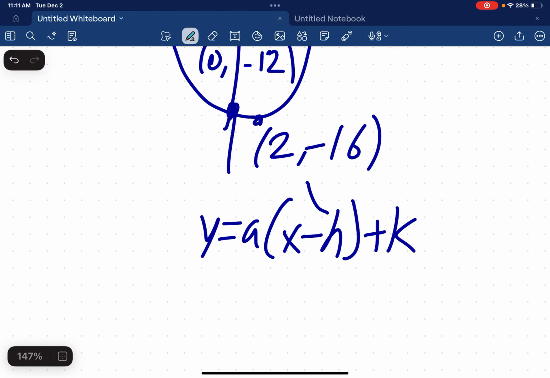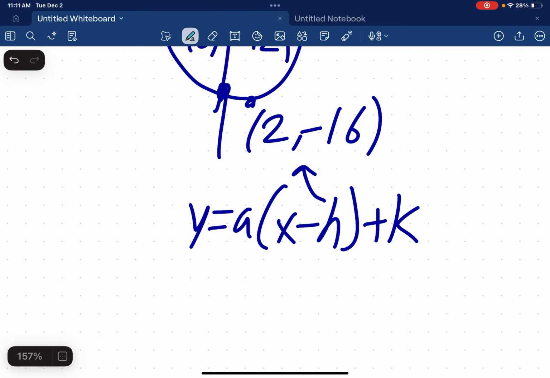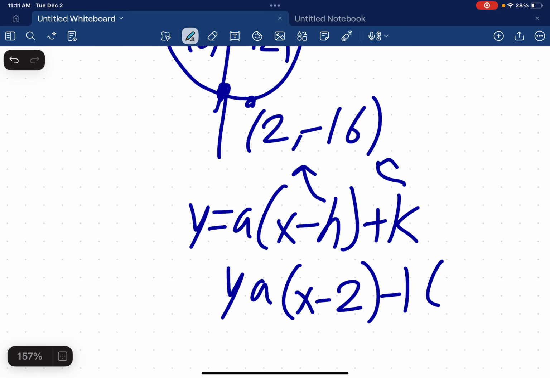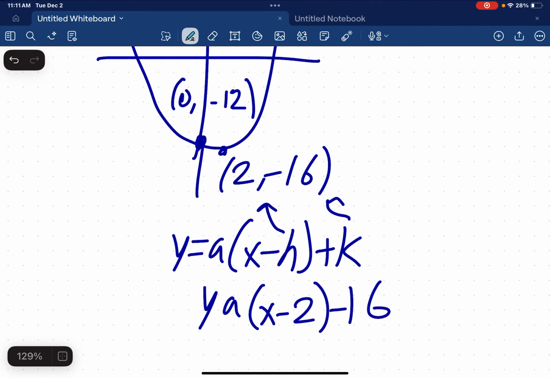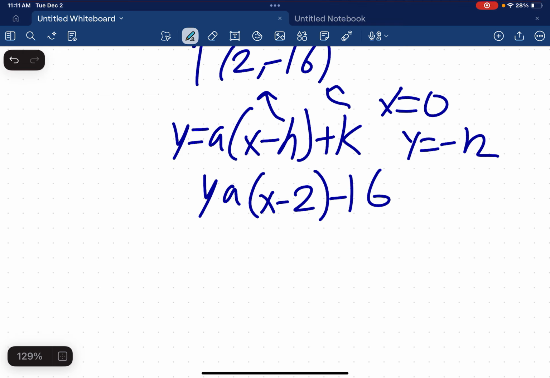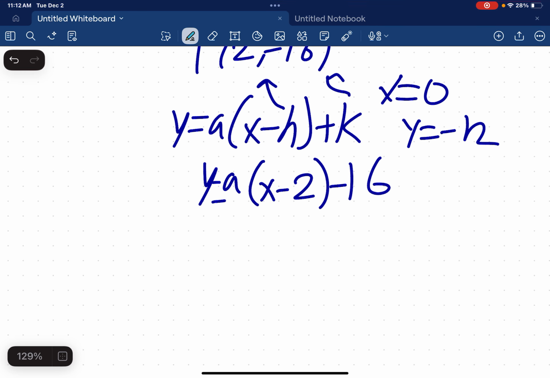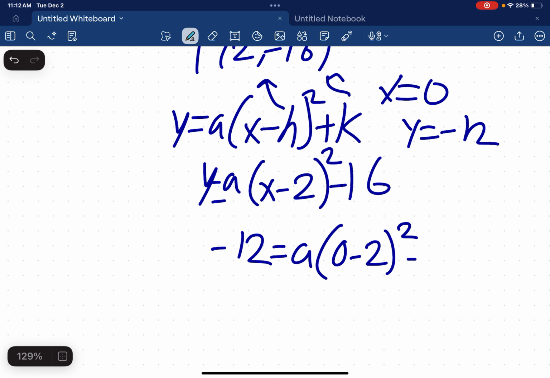We know that h in this case is going to be equal to 2 and k is going to be equal to negative 16, so we can rewrite it like this. And it gives us that when x is equal to 0, y is equal to negative 12. So let's plug those in. I meant to do an equal sign there. Negative 12 is going to be equal to a. That's supposed to be a square. I keep forgetting that. (0 minus 2) squared minus 16.